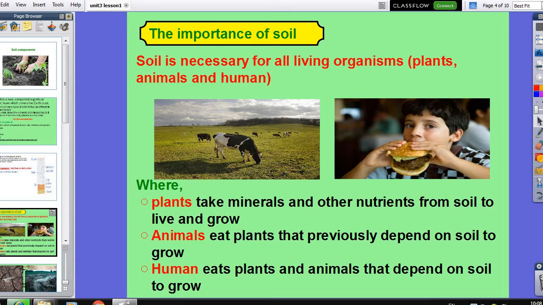The importance of the soil. Soil is very important for all living organisms: plants, animals, and humans. Plants take minerals and other nutrients from the soil to live and grow. Animals depend on the plants, and humans depend on the animals or the plants to eat. So humans depend on animals and plants, and plants depend on the soil.